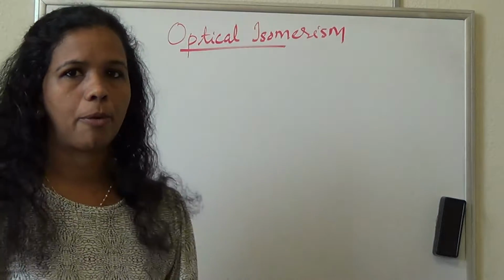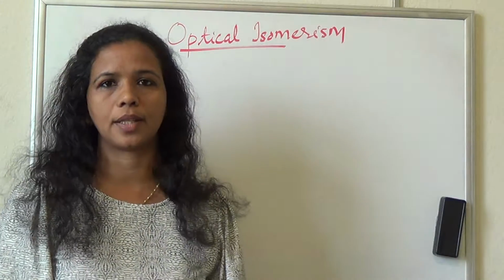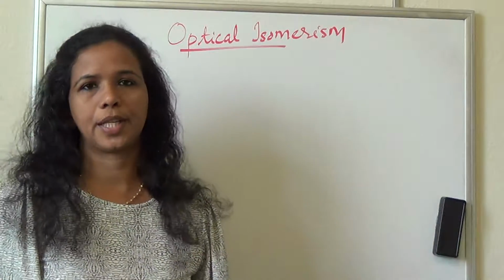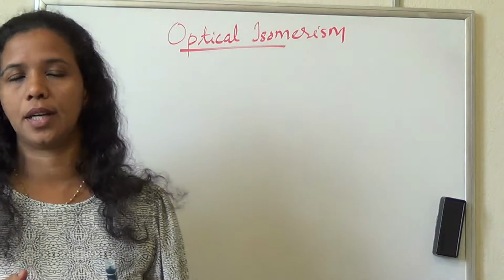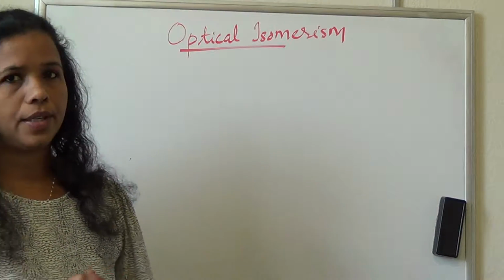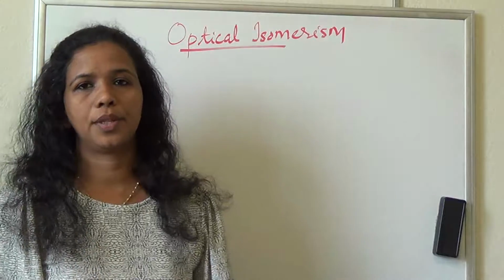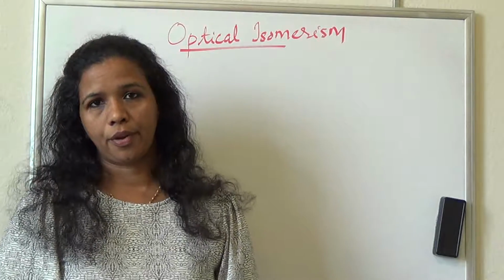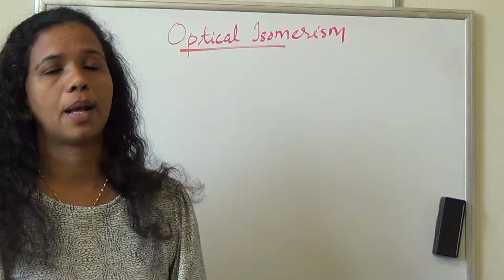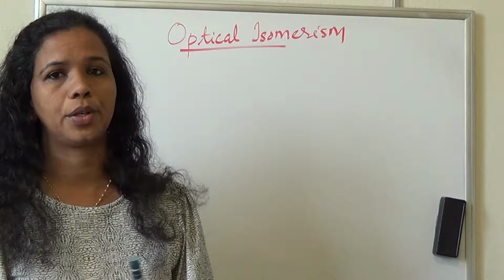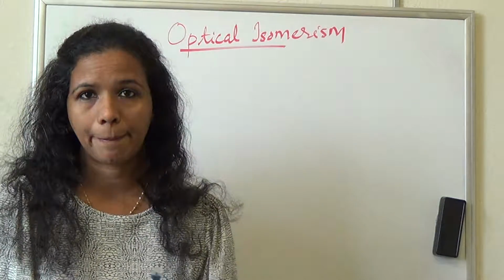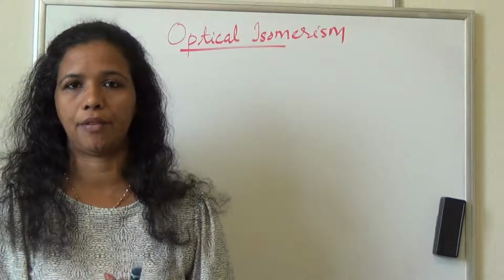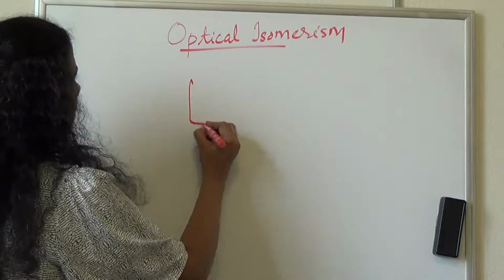So before going to learn about optical isomerism in complexes, let us discuss what is meant by optical isomerism. I know that you already learned that in organic chemistry, but I will discuss that first, then only we will go to the example. Optical isomerism is a phenomenon, or the ability of some compounds, maybe organic or inorganic, to rotate the plane of plane polarized light either towards right or towards left.